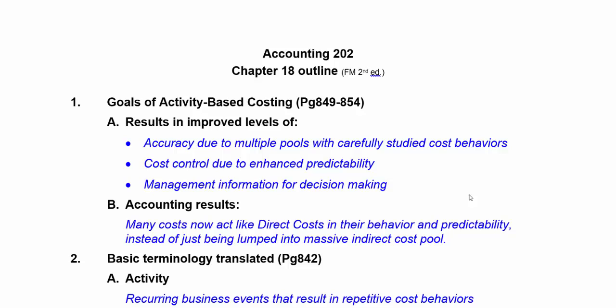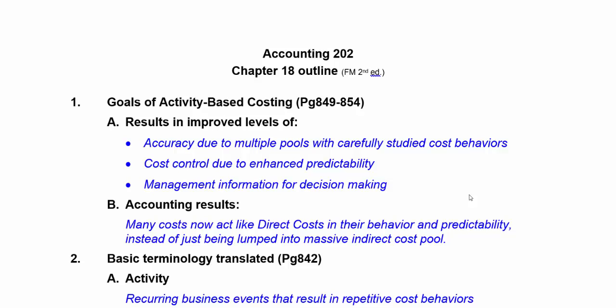Cost control is also improved because you can do a better job of predicting what costs will be when you know a very reliable cause and effect relationship between activity drivers and the costs themselves. Also, this improved cost determination and estimation allows management to make better decisions through improved information.